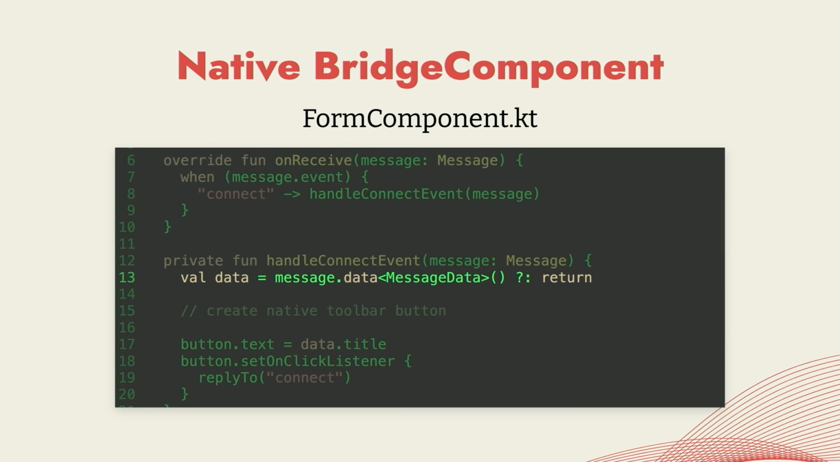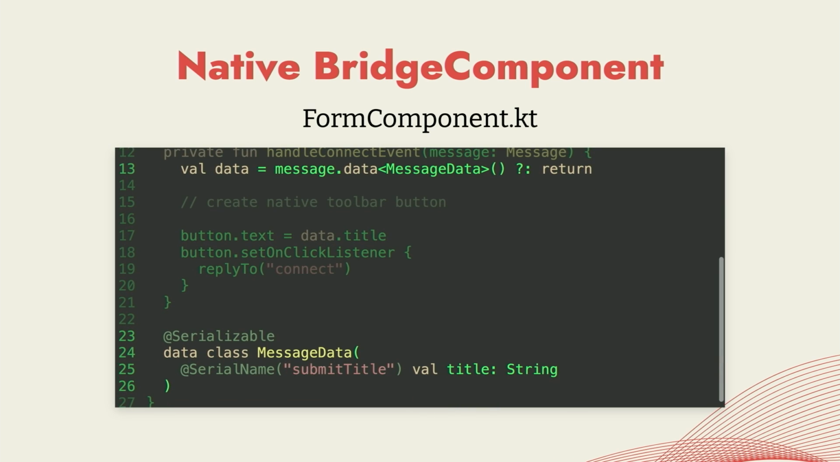First, we're going to get the data from the message. This will be a deserialized JSON. And you can look down below right here at the bottom, lines 23 through 26. This is a standard way of setting up deserializing data in Kotlin.